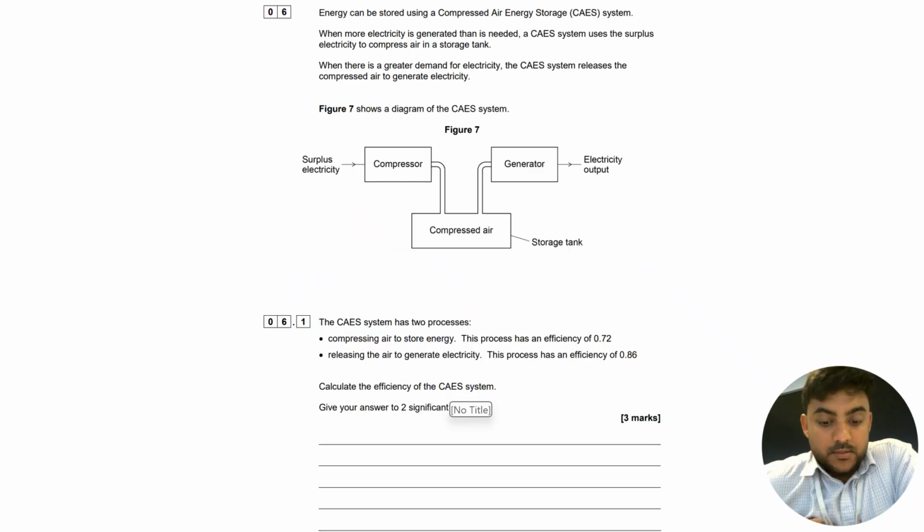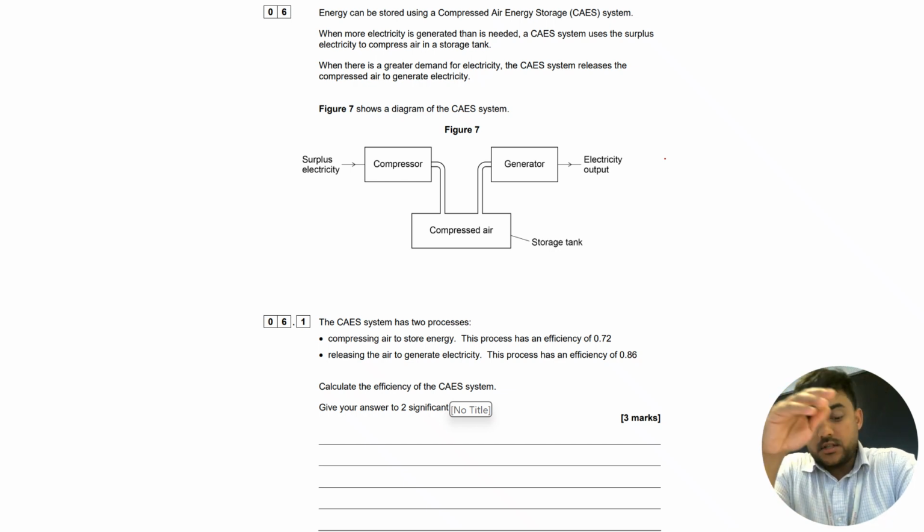Let's find questions about energy again. Energy can be stored using compressed air energy storage systems. When more electricity is generated than is needed, CAES systems use the surplus electricity to compress air in a storage tank. When there is a greater demand for electricity, CAES systems release the compressed air to generate electricity.